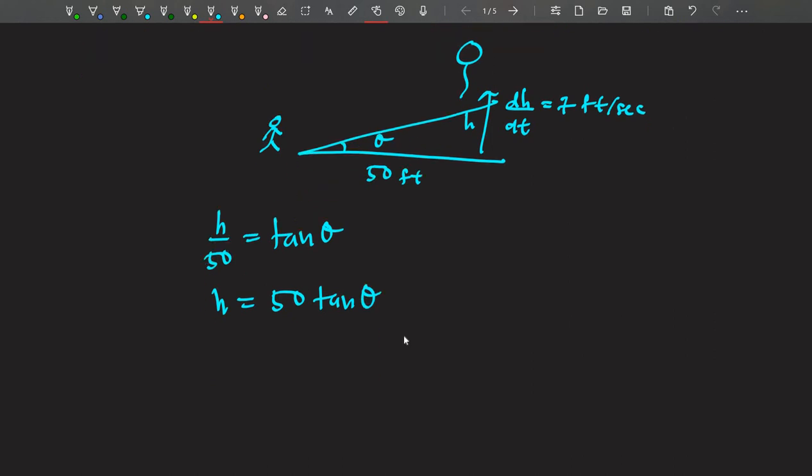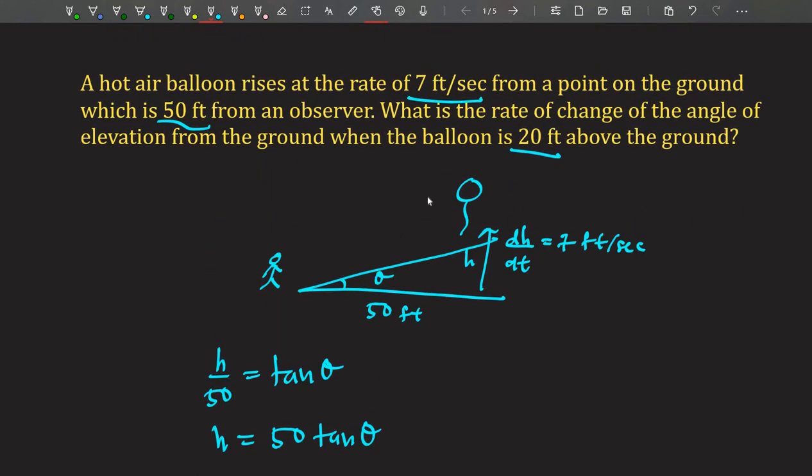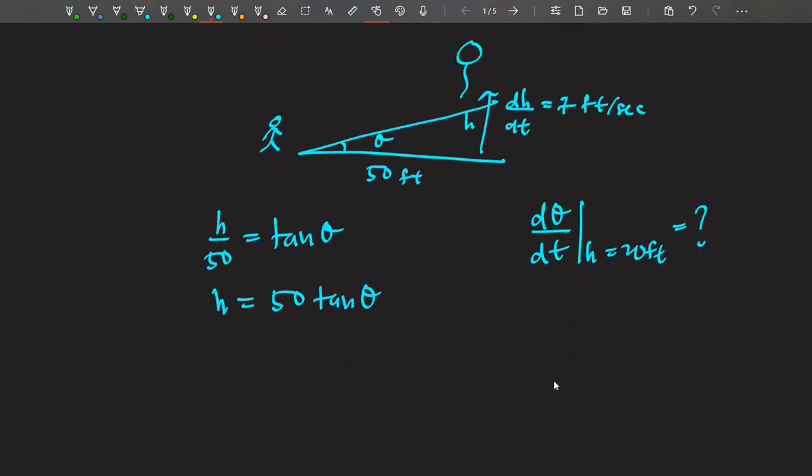From the question, what are we going to determine? The rate of change of the angle of elevation. So we want to determine d theta over dt when H is 20 feet. So we need to differentiate both sides with respect to t. This will be implicit differentiation.